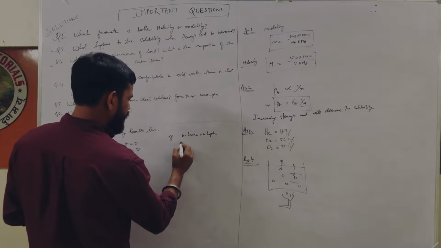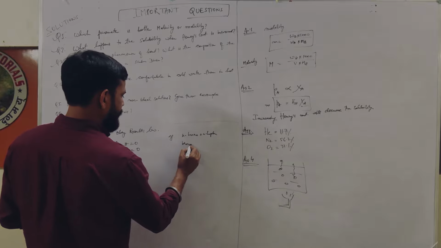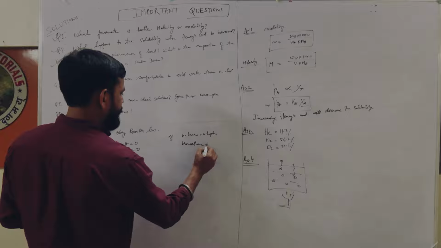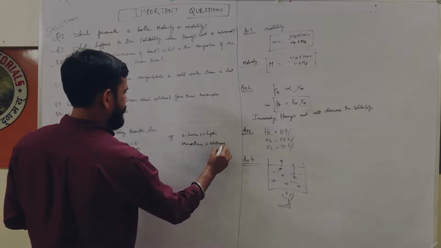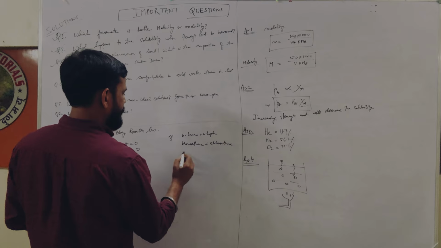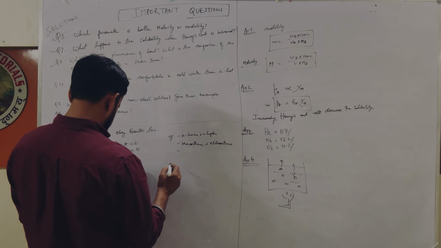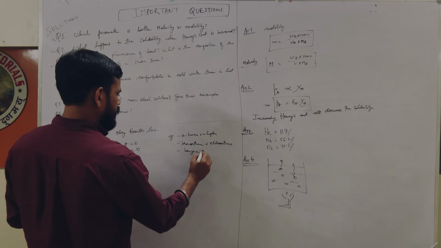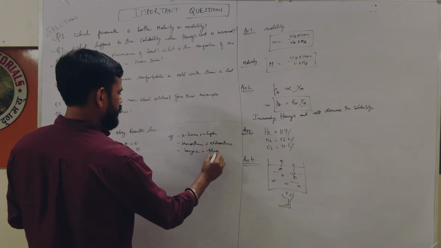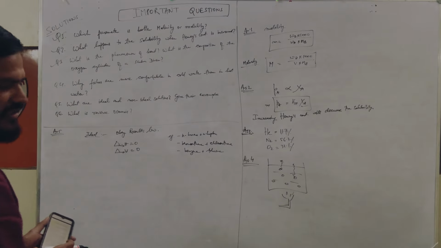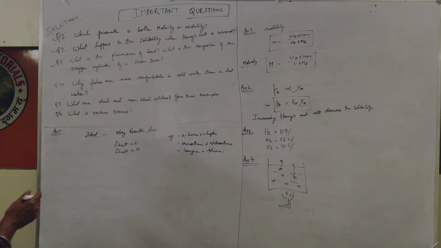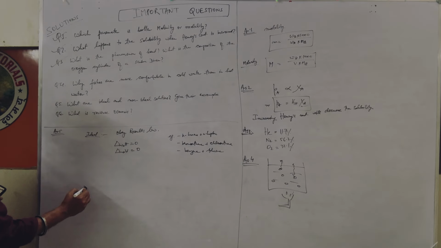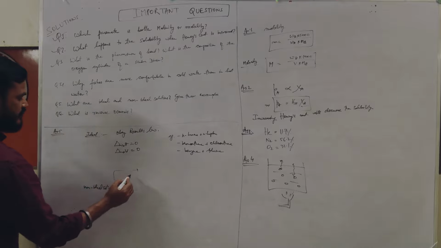Bromoethane and chloroethane. And then benzene and toluene. These are the 3 examples of ideal solutions. Now, for non-ideal solutions, what are non-ideal solutions? There are 2 types of non-ideal solutions.